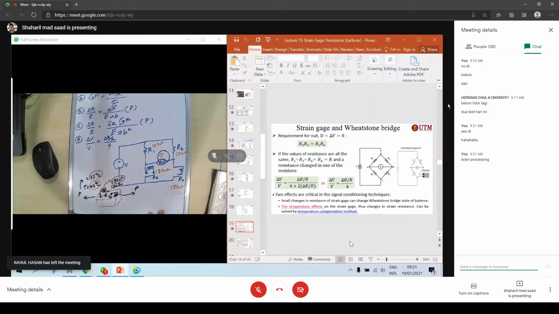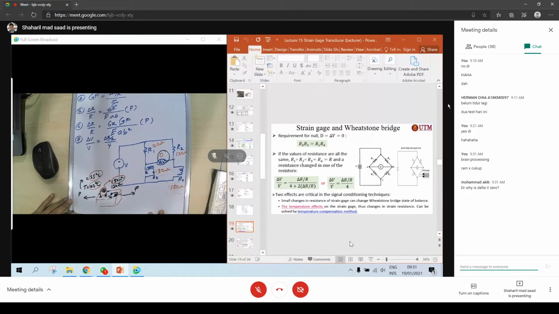Brain processing. Okay. What core that you use? Intel i7, i3. RAM tak cukup. Okay, that's why you need to upgrade your RAM and also your hard disk SSD.